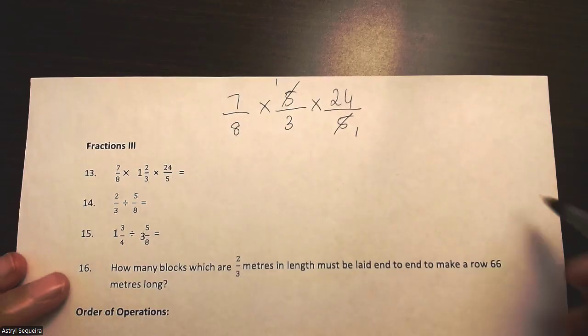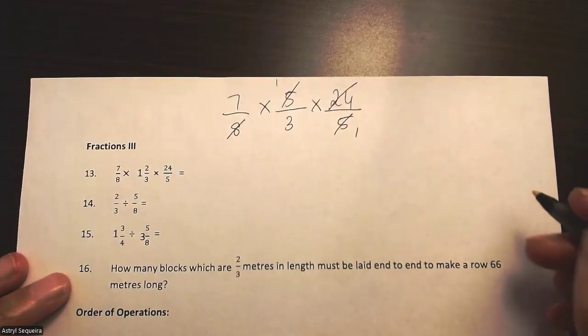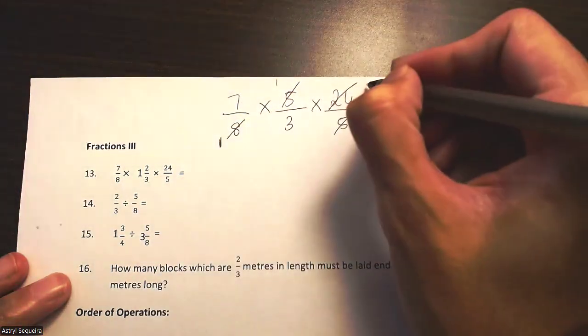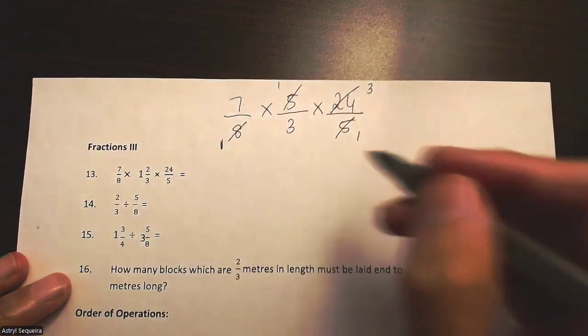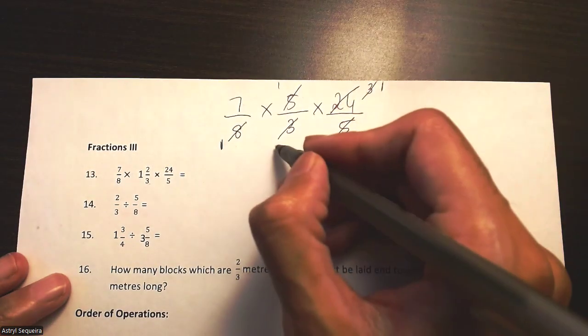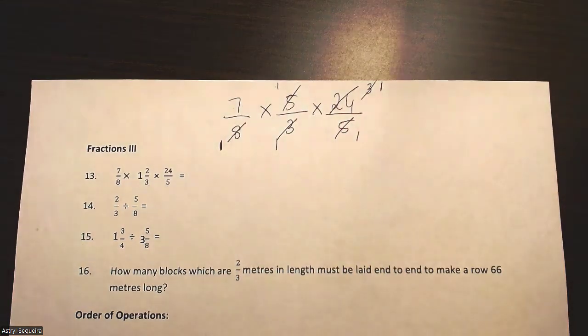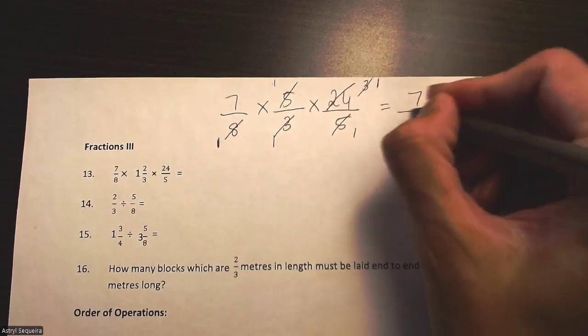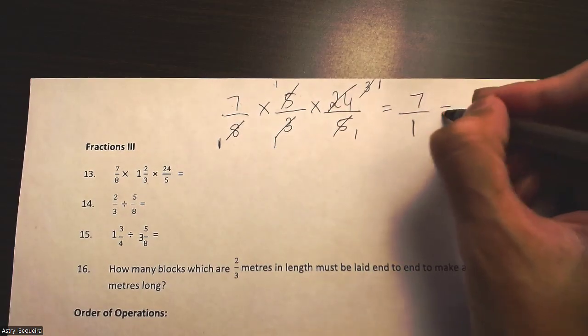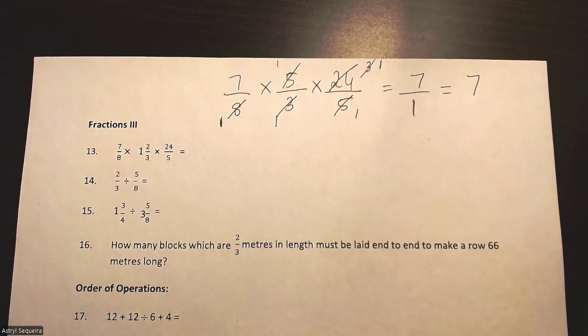That's a really good cancellation. 8 and 24, I can divide them both by 8. So 8 turns into 1, 24 turns into 3. 3 and 3 can cancel, and then they both become 1s. So on the top, I have 7 times 1 times 1, which is just 7. And in the bottom, I just have 1 times 1 times 1, which is 1. And then 7 divided by 1 is just 7.